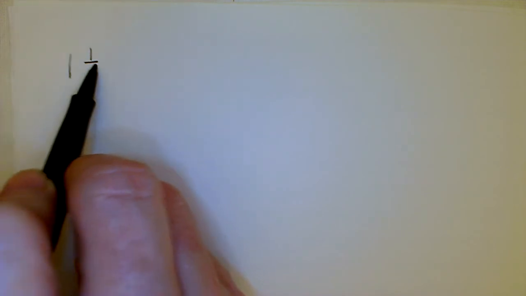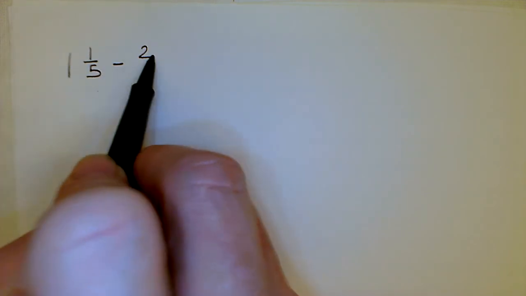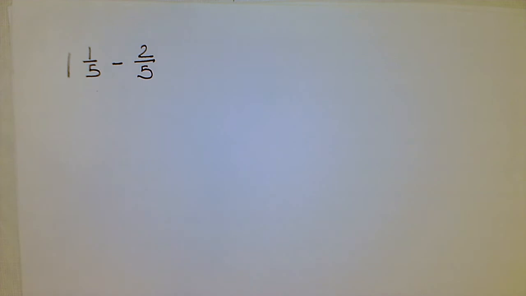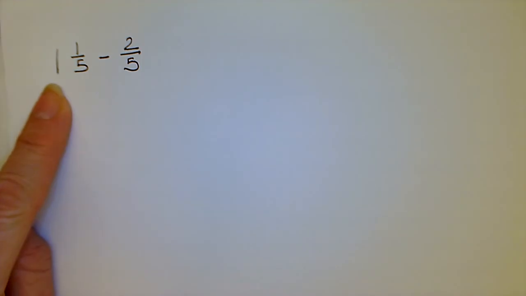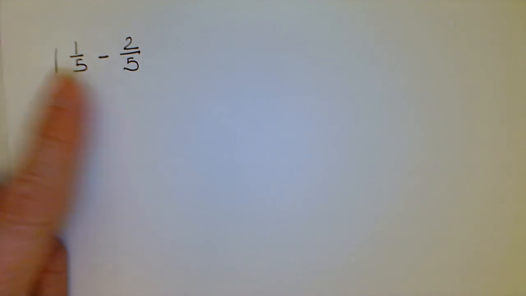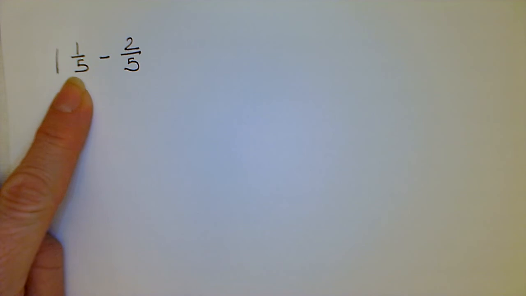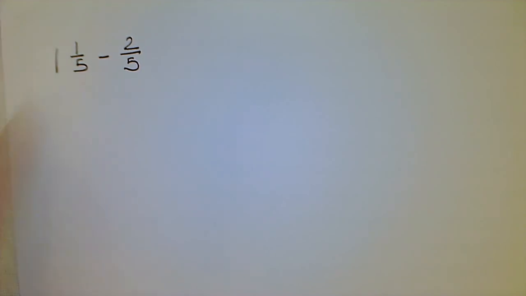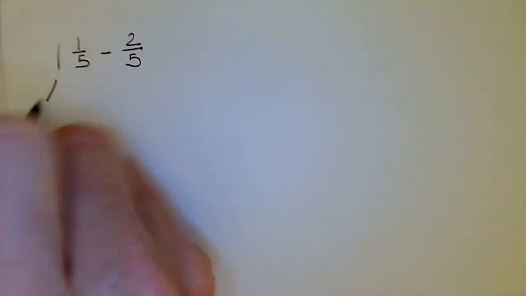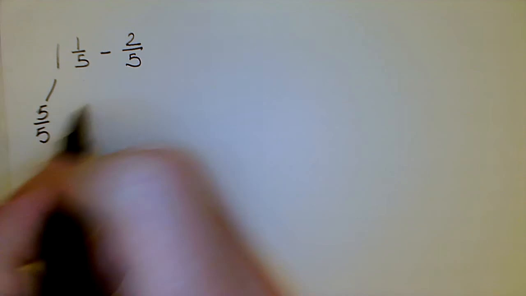So let's say that I have 1 1/5 minus 2/5. So before, what we were doing is we were taking that whole, that 1, and we were turning it into units that matched our other fractions. And we can do that again since we have fifths here. We can take this 1 and we can turn that into 5/5.